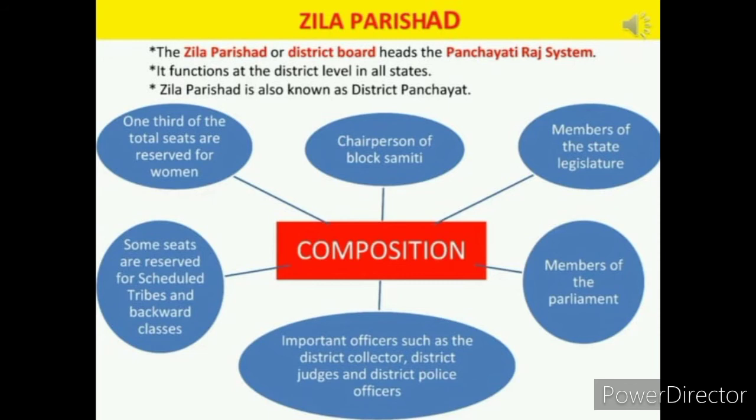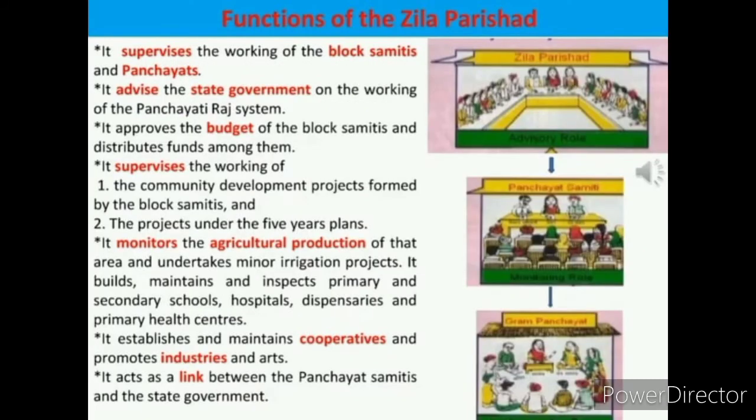The composition of Jilla Parishad: chairpersons of Block Samitis, members of the state legislature, members of the parliament, and important officers such as the district collector, district judges and district police officers. Some seats are reserved for scheduled tribes and backward classes, and one-third of the total seats are reserved for women. Functions of the Jilla Parishad.